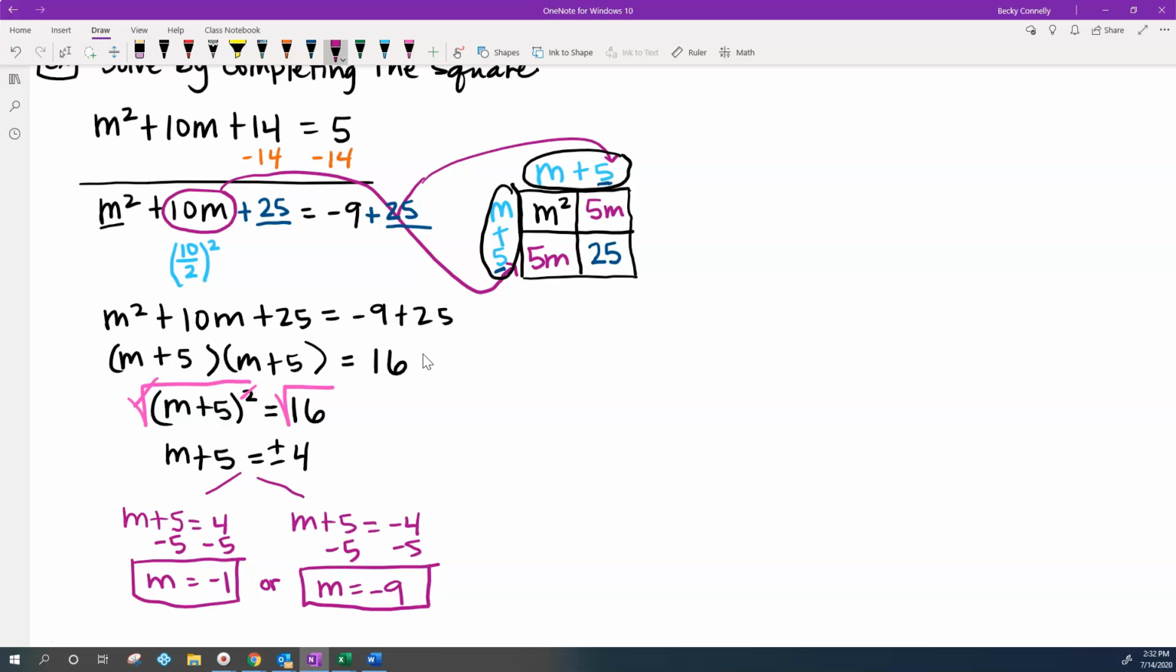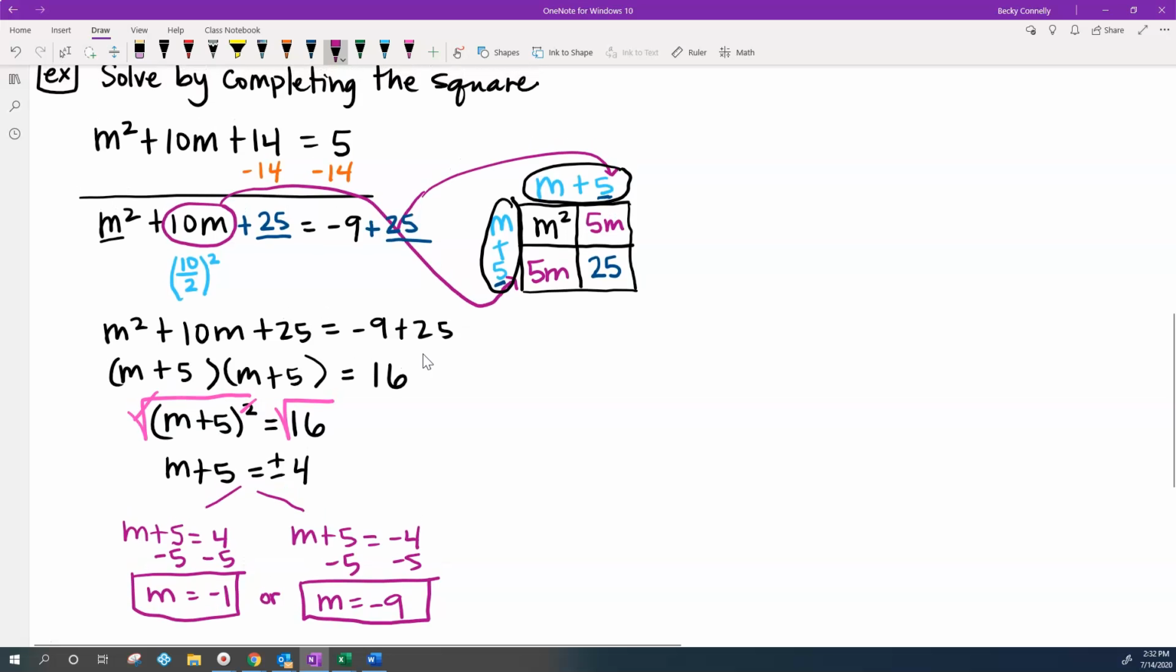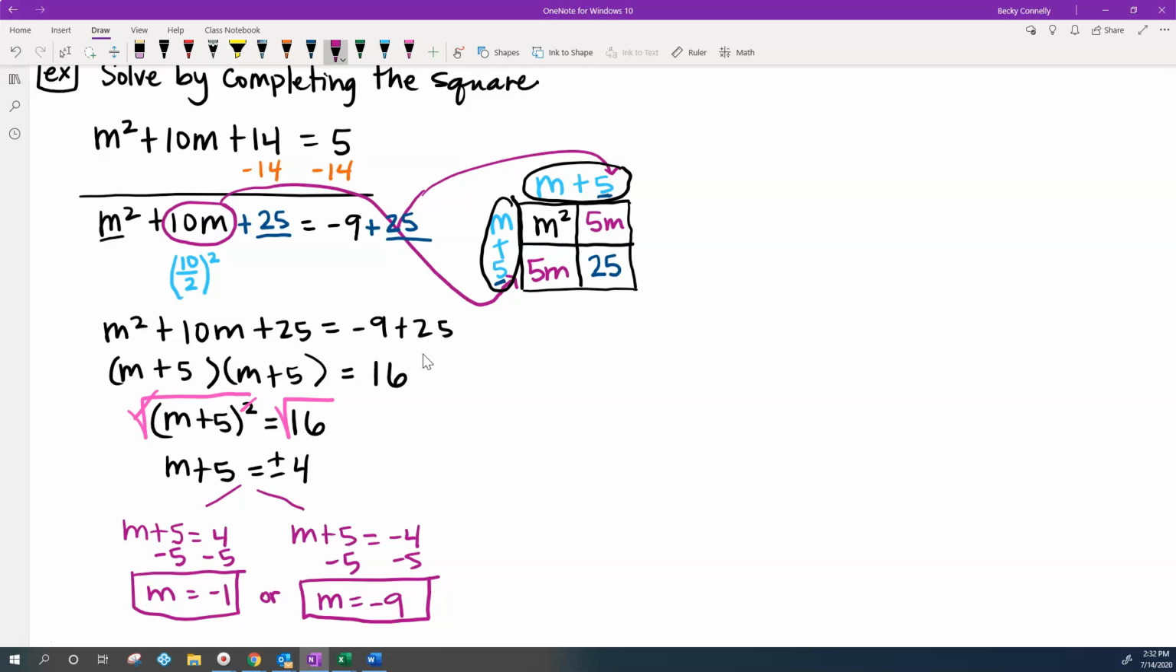Everybody's a little bit different, and I want to make sure I'm helping everybody the best I can on that. But what questions do you have there on that one about the process of completing the square, or any questions at all?